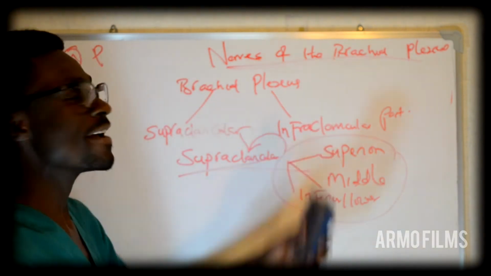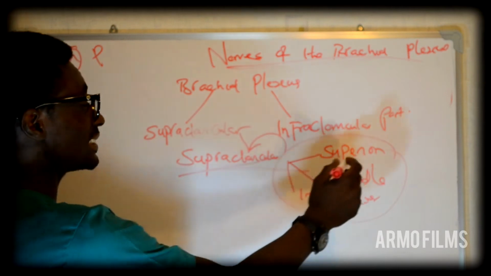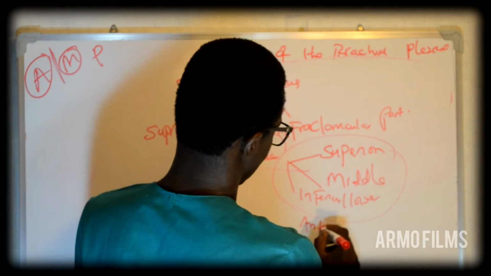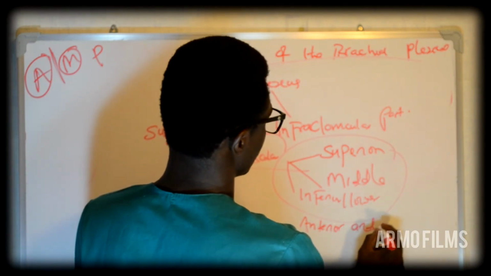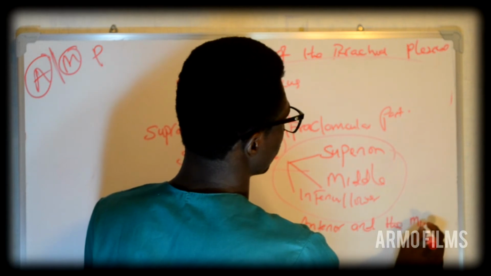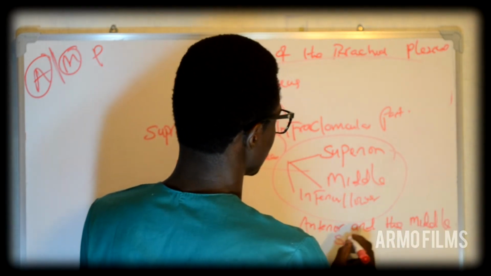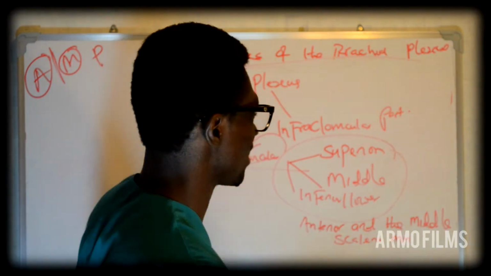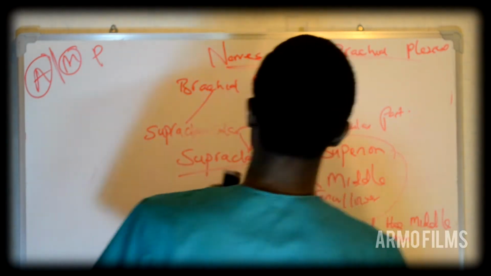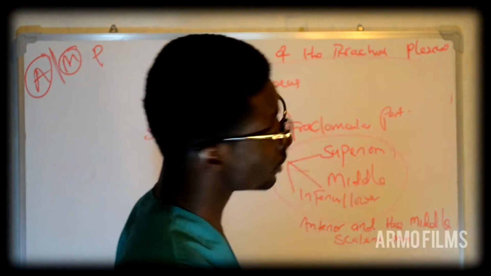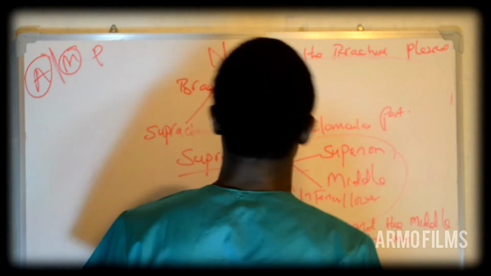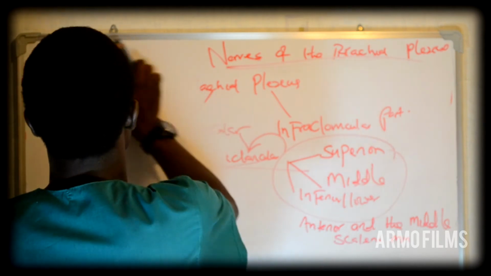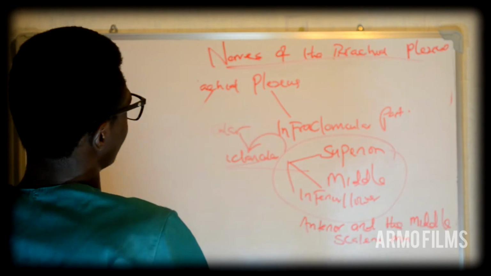And we also have the infraclavicular part of the brachial plexus. The supraclavicular part is found between the anterior and the middle scalene muscles in the neck. Now you get what I'm saying, I guess. So what about the infraclavicular part of the brachial plexus, guys? That is where part of the brachial plexus lies.